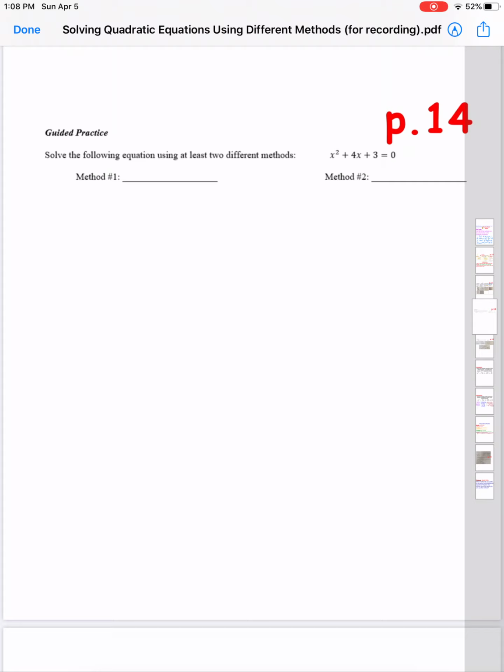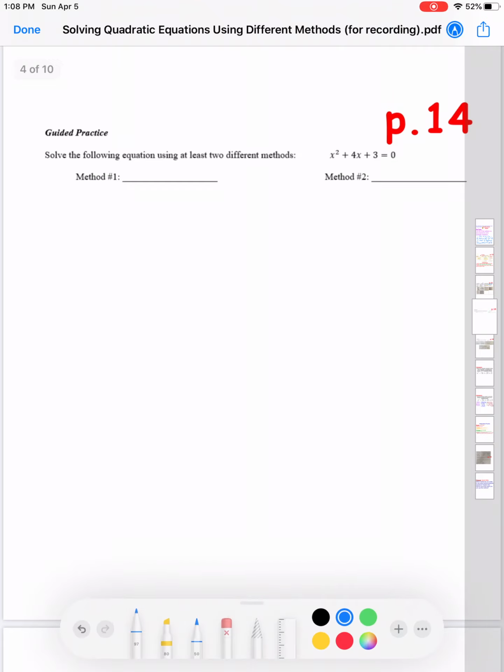Okay, so by now you should have tried the guided practice, thinking about which methods you could use. You could not have used the square root method because there are two different x's here. I have an x squared and I have an x. So in this case, I could not have used the square root method. That would not have worked.